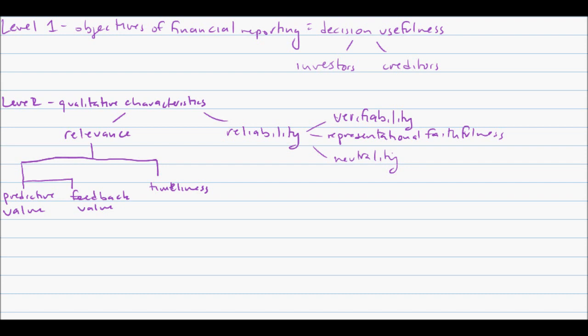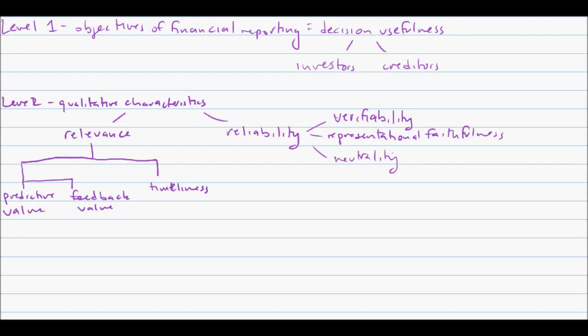Now, representational faithfulness. Although the name is long, it's probably the easiest ingredient to remember. It basically means that numbers and descriptions we're reporting are an accurate representation of what actually happened or what actually exists. So in order for information to be reliable, we basically can't lie about it one way or another.